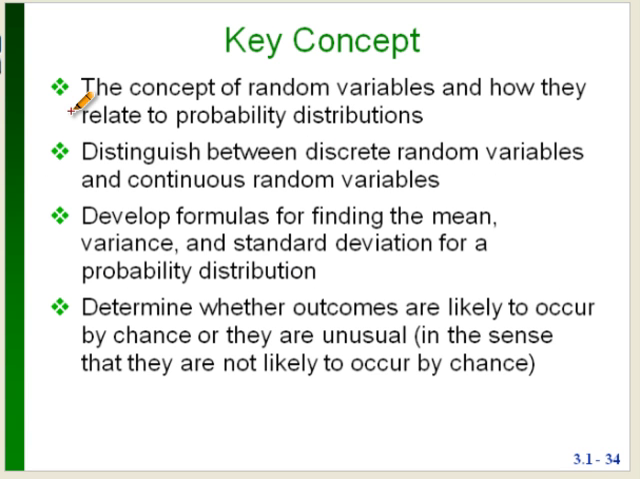All right, so what we're going to talk about is the concept of random variables, how they relate to probability distributions. We'll look at distinguishing between discrete and continuous random variables. We'll look at some formulas to find the mean, mostly, for a probability distribution. And then we'll determine whether outcomes are likely to occur by chance or whether they're unusual, meaning that they're not likely to occur just by chance.